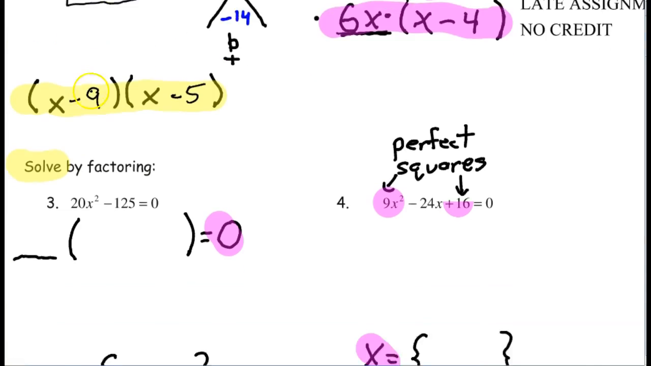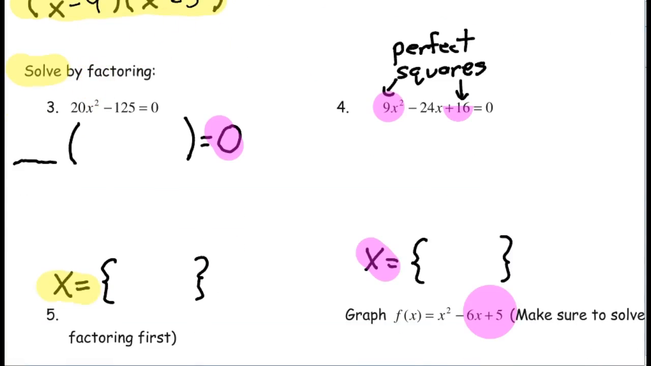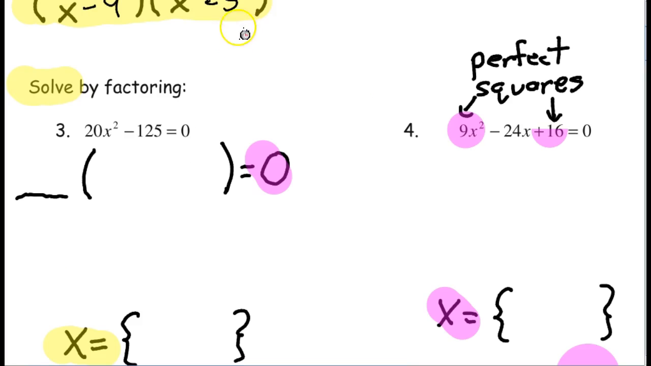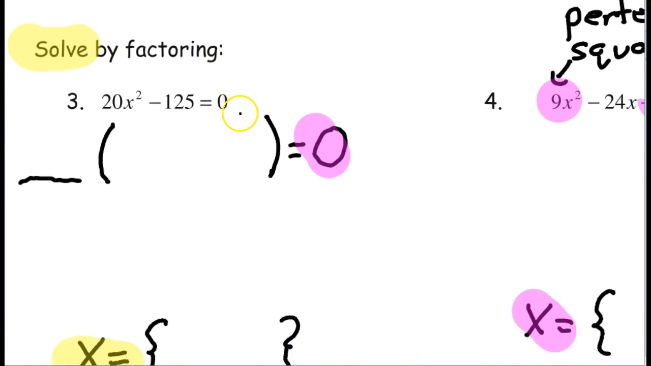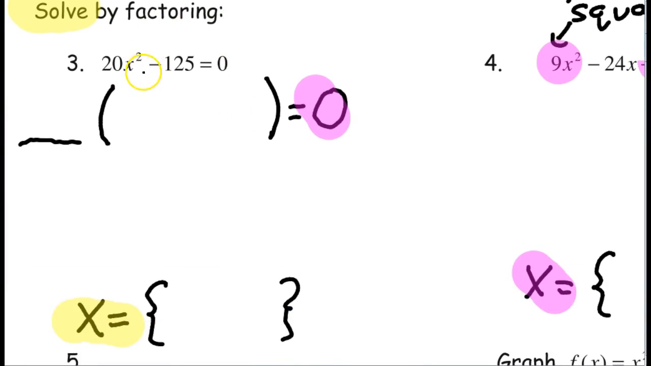So starting on number 3, that's when we actually have to solve. Okay, so remember, when you're solving by factoring, that means you're finding the x-intercepts. So keep that in mind. What this gives us are the x-intercepts if we're graphing. That's the whole purpose of solving, is to find the x-intercepts. Okay. So this is a lot like number 2.